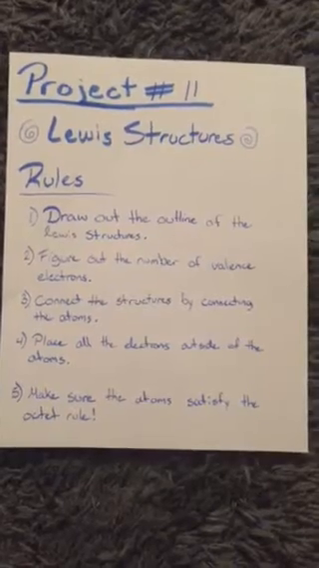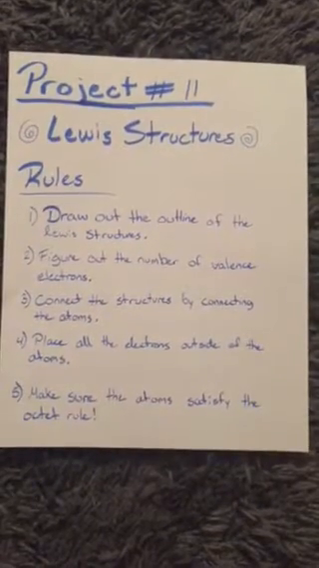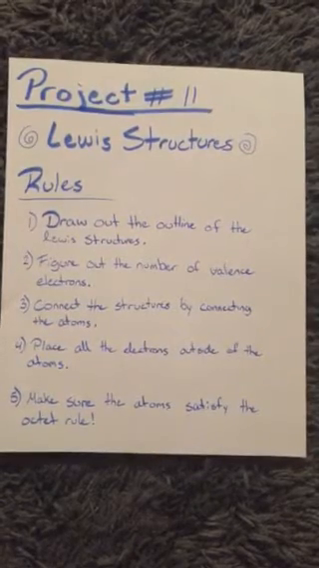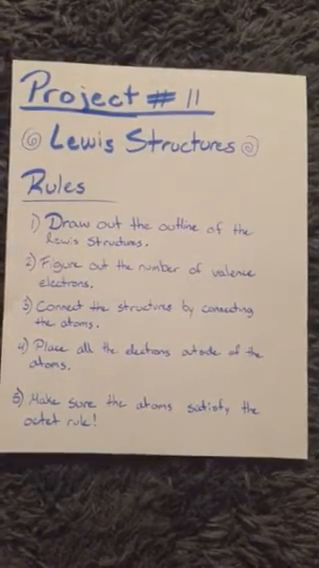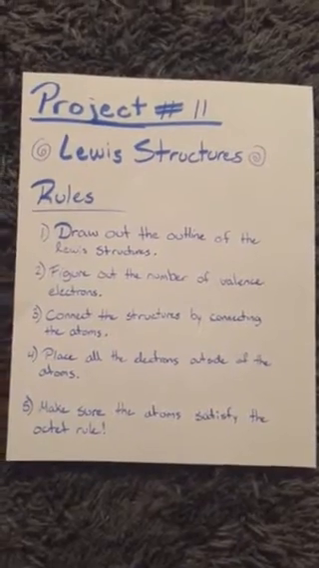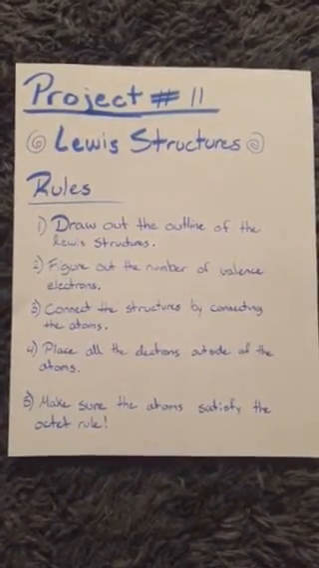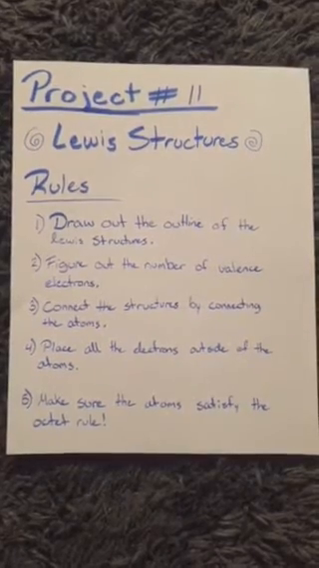Lewis structures. Rules. Rule number 1: draw out the outline of the Lewis structure. 2: figure out the number of valence electrons. 3: connect the structures by connecting the atoms. 4: place all the electrons outside the atoms. 5: make sure the atoms satisfy the octet rule.